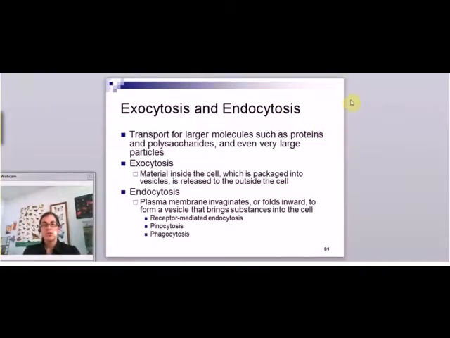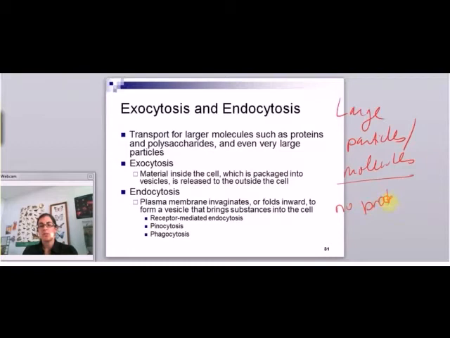So some molecules are so large, so extremely large molecules or particles are so big that there's not a protein big enough to move them. So no protein can move them. Instead, they're going to have to pass across the membrane in a different process. And these are called either exocytosis or endocytosis.